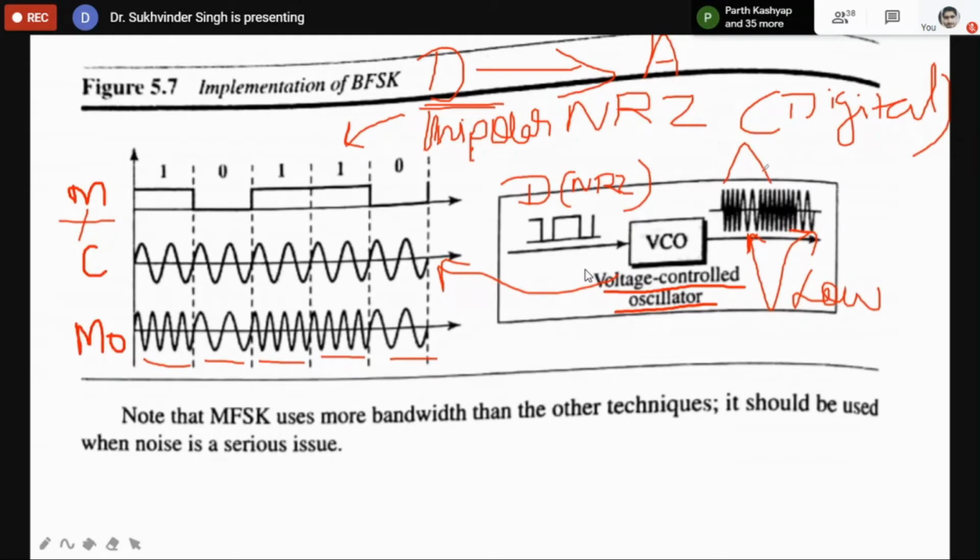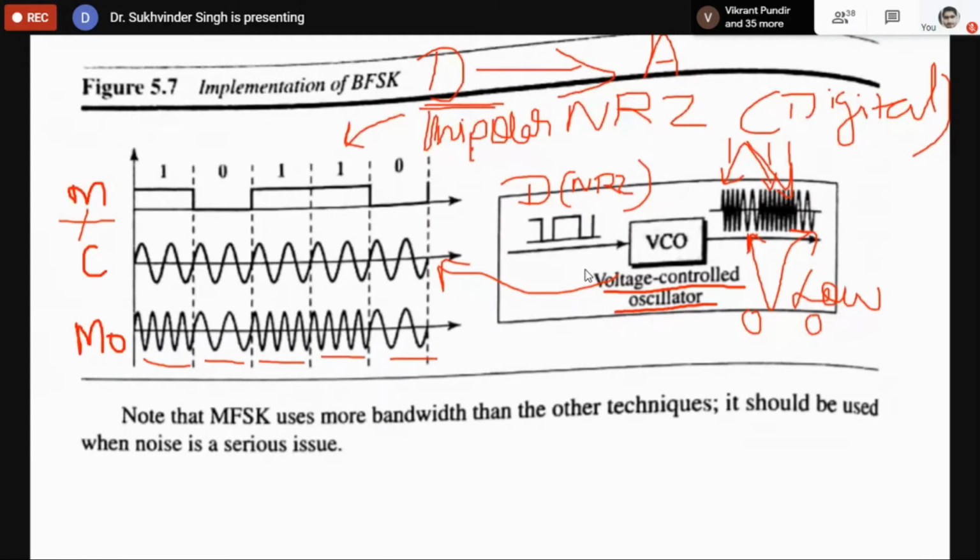So this arrow mark represents the region of low frequency, and these arrow marks represent the region of high frequency. So we have two zeros which are represented by the low frequency, and we have three ones in the data which are represented by the high frequency. So you can see how this binary FSK works. However, we can also have multi-level frequency shift keying as well.